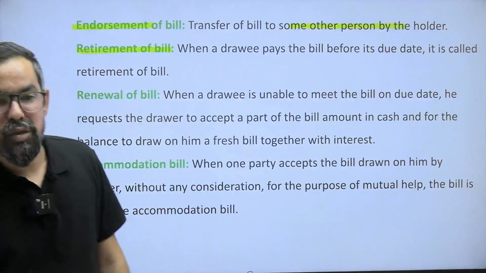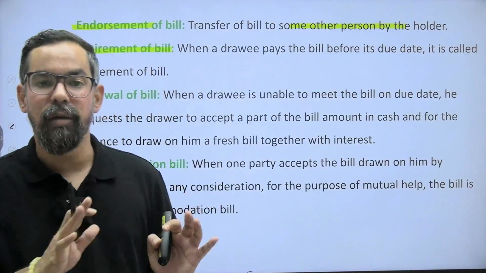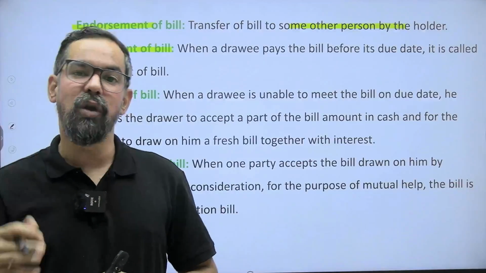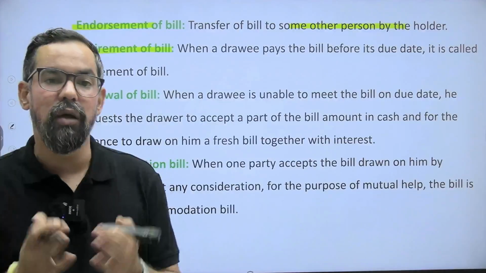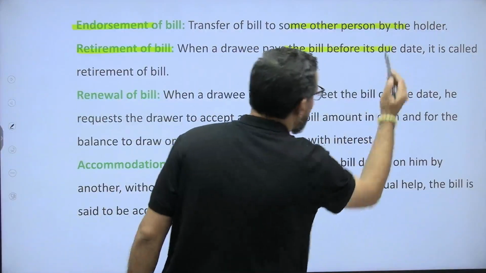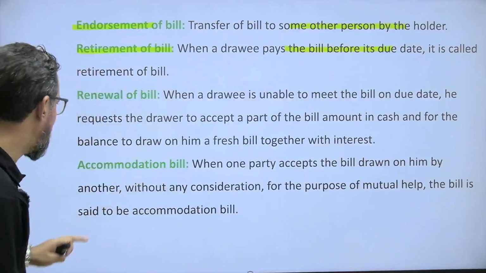Let's say there is a bill where we have a date mentioned. Let's say 90 days, right? But that drawee makes the payment on the 60th day. So that is called, now that bill will get retired. Okay. So when the drawee pays the bill before its due date, it is called retirement of bill.